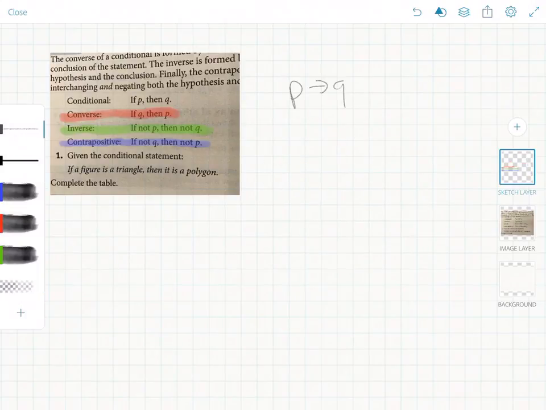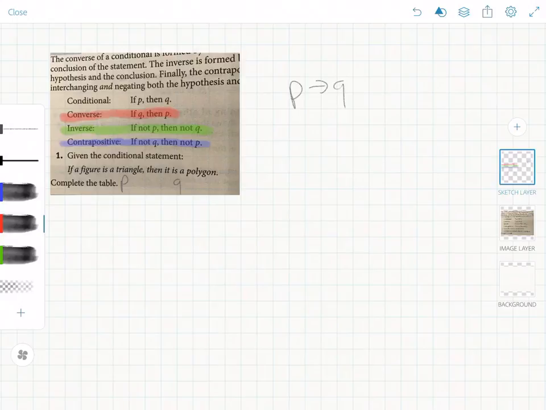So if a figure is a triangle, hypothesis, then it is a polygon, conclusion. So let's do the converse. If a figure is a polygon, and it can help, let's label this Q and this P. And instead of writing, I'll just read. For the converse, we're going to put the conclusion first. So if the figure is a polygon, then it is a triangle.